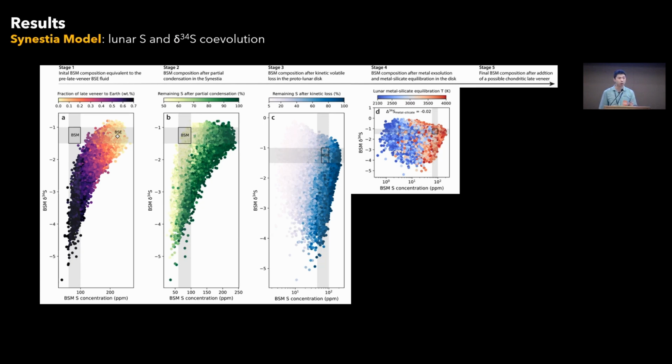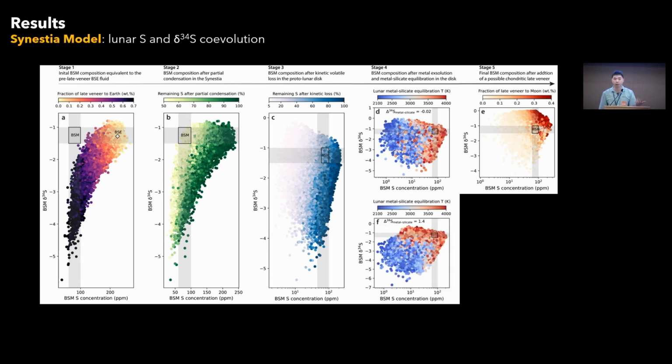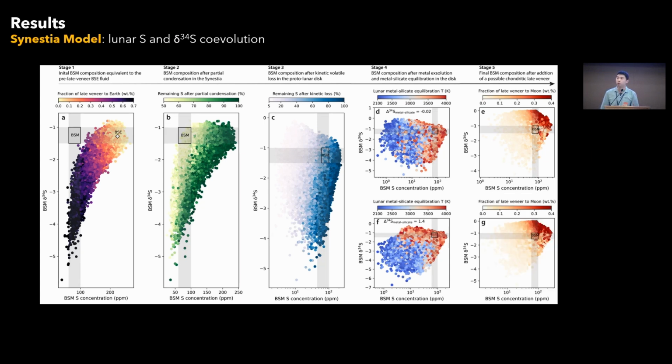The sulfur would only be depleted if you start to make a lunar core. So that's the difference. That's why we still found remarkable matches between the modeling and the results. And after the late veneer addition, we still found very nice matching. Even if we assume a different sulfur isotopic fractionation factor between the metal and silicate, it still holds true. So basically, the synestia model can work regardless of what parameters you select, making it a very generous, accommodating, and feasible model to explain the moon formation.